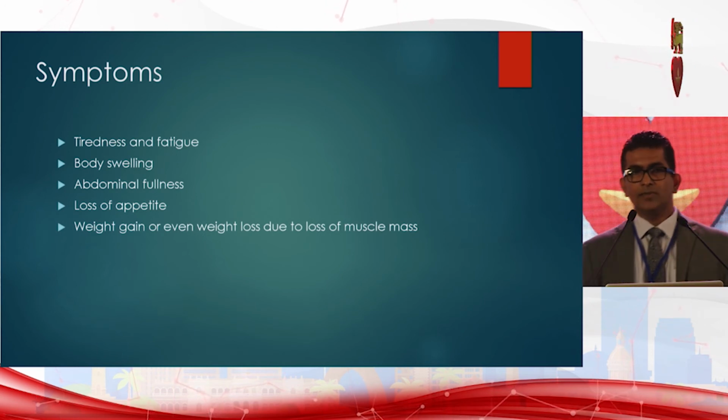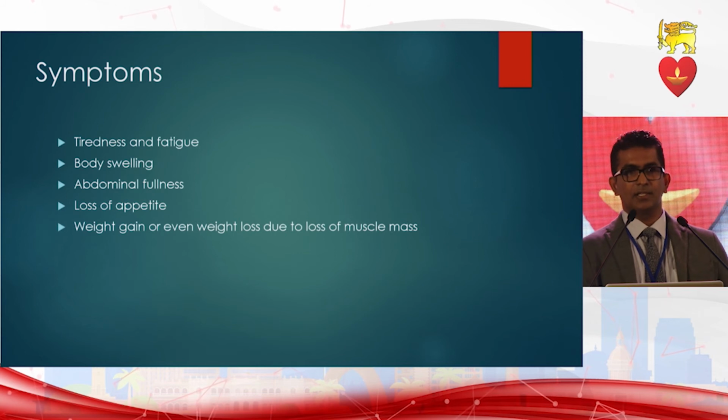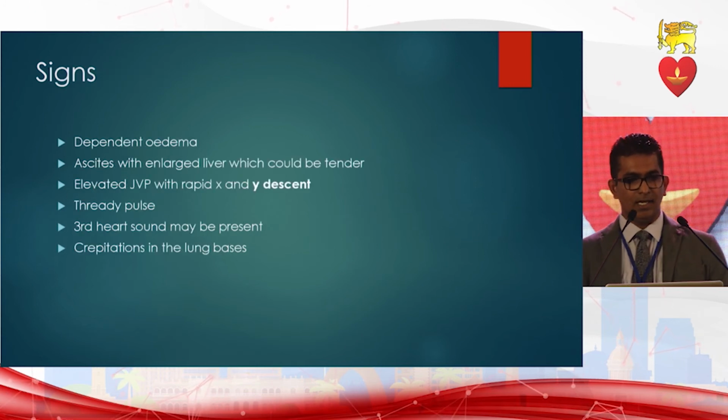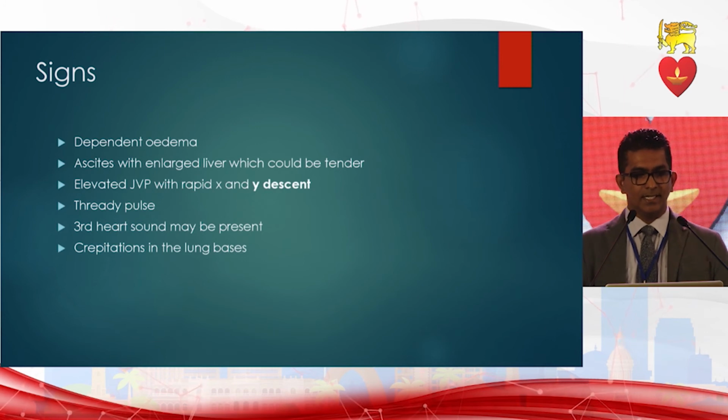Weight gain or even weight loss. Weight gain is due to edema. Sometimes they lose weight due to loss of muscle mass because of anorexia and low cardiac output. The signs are they have dependent edema, ascites with enlarged liver, sometimes tender, elevated JVP with rapid X and Y descent.